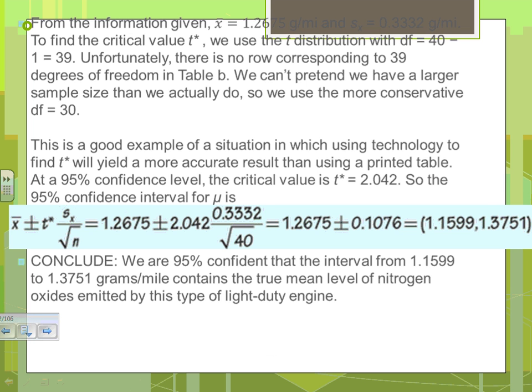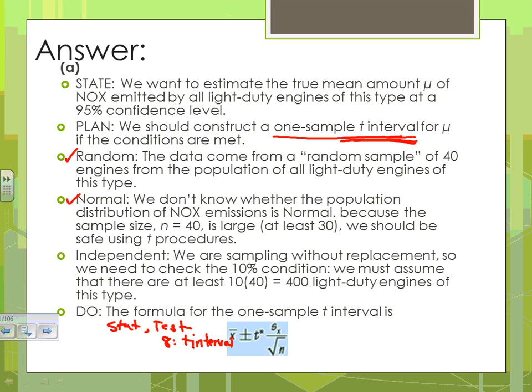Okay, so here, if we did it out in the calculator, I got 1.1609 to 1.3741, which is more accurate than the rounding that we did by using that interval. Okay, so our conclusion is that we are 95% confident that the interval from, you could either say the one from by hand or the one from the calculator, contains the true mean level of nitrogen oxides emitted by this type of light-duty engine.